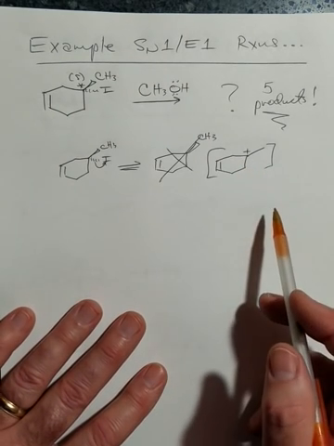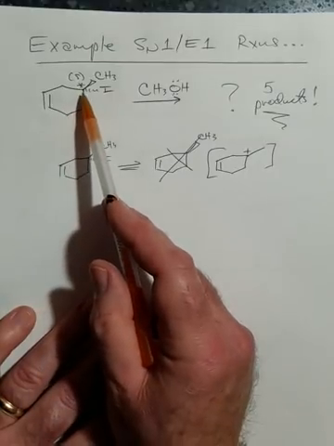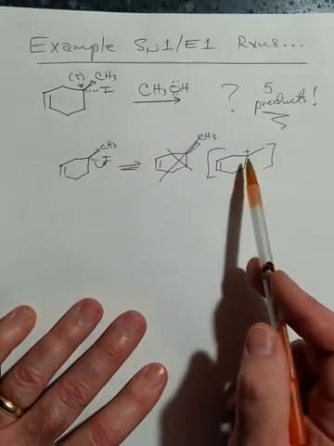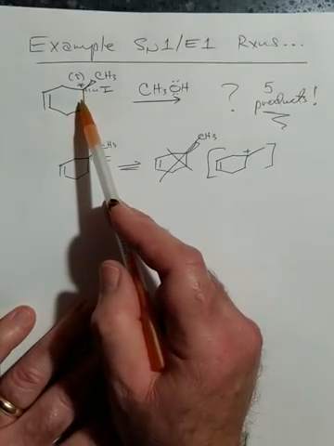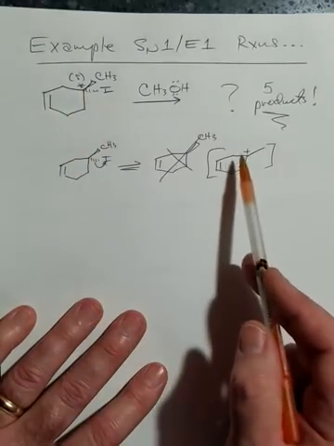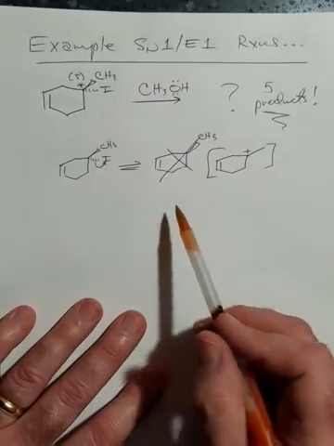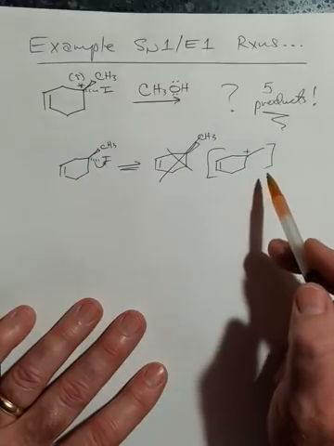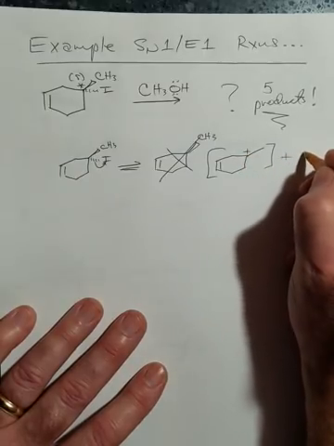But I want to make an important point right now. We started out with a substrate that was 100% S. Because it was 100% S, it's optically active. Right away, in this first step, we've produced a carbocation which is trigonal planar, achiral. It's no longer optically active.